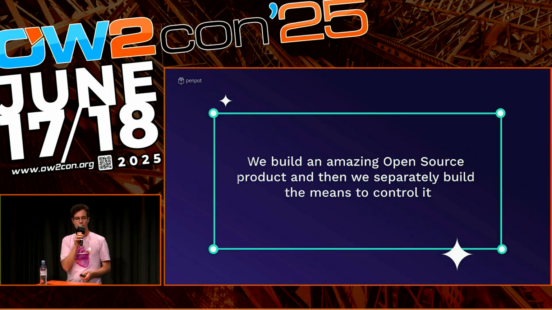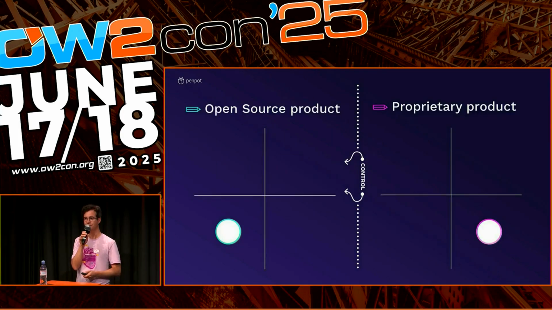In other words, we build an amazing open source product, and then we separately build the means to control it. So if we go to the magical quadrant, we actually build two products. One placed on the minus, and one on the plus. And that is a proprietary product. The proprietary product's raison d'être is basically to control the open source product, nothing else.